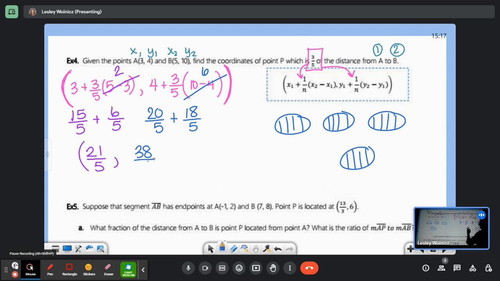Geez Louise. That's a lot of fifths. Really? We can make those into a proper fraction. No, I'm not. I don't have it in me, guys. Like Anthony said, we're tired. It's after break. But you still gotta do work.